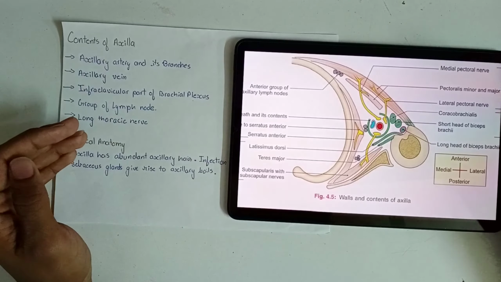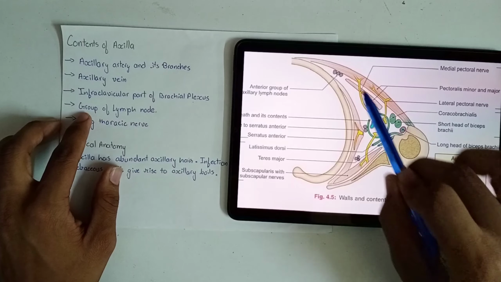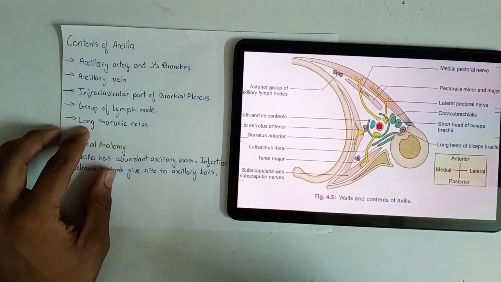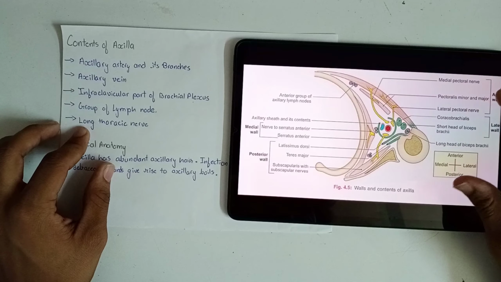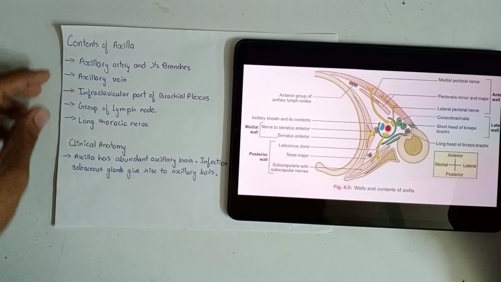Group of lymph nodes, these are the group of lymph nodes. We are done with axillary artery, axillary vein, group of lymph nodes, and long thoracic nerve. Let me show you the long thoracic nerve. No, it is not depicted here. So majorly these 5 are the contents of the axilla.